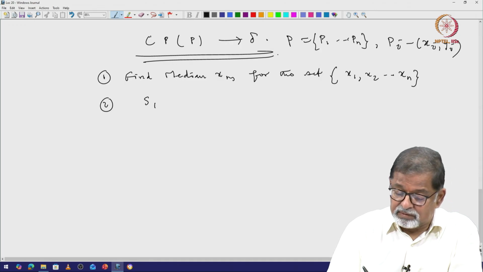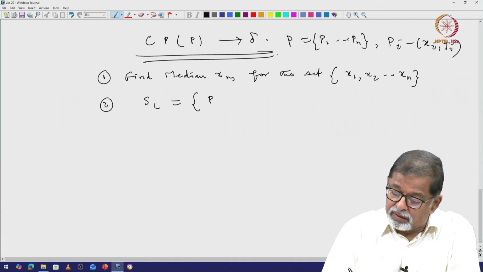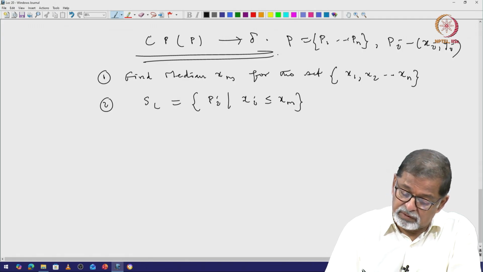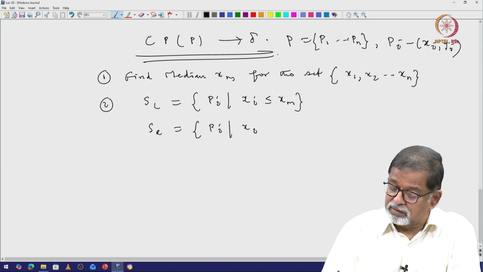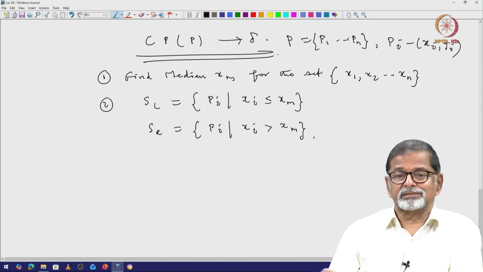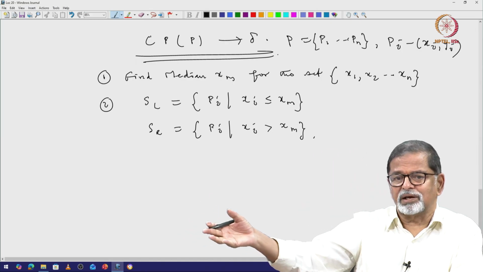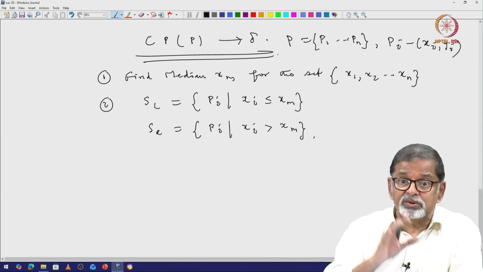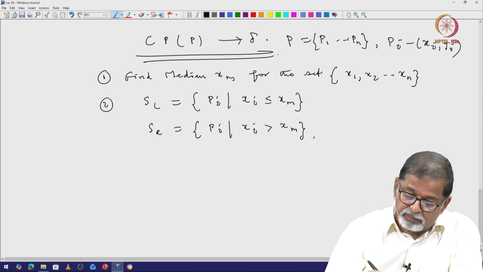Define SL as the set of all points Pi such that xi is less than or equal to xm. SR is the set of all points whose value is greater than xm. So, by one scan, find out which one should go into SL and which one into SR. This can be done in order n time. Input can be split into 2 disjoint sets in disjoint regions. That is important.